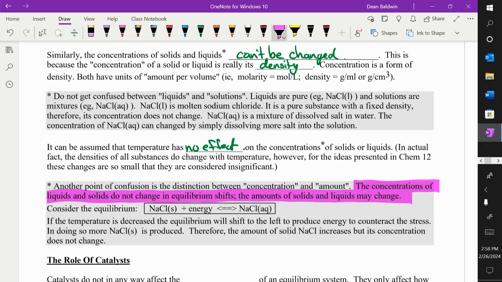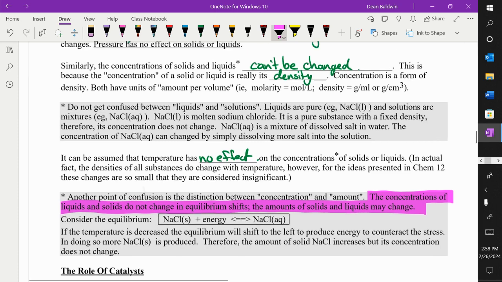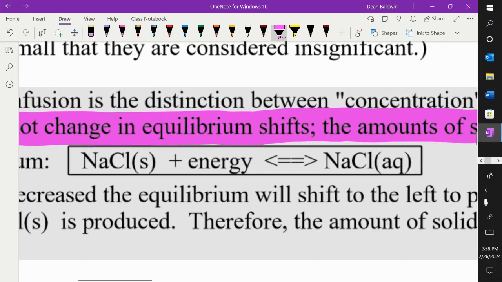If we cool down this system, which way does the equilibrium go? If I cool down that system, which way does it go? Left. It's going to shift left, right? Because I'm taking energy out of the system. So we'll shift left. The amount of sodium chloride will increase. If you're going this way, you're producing more of this.